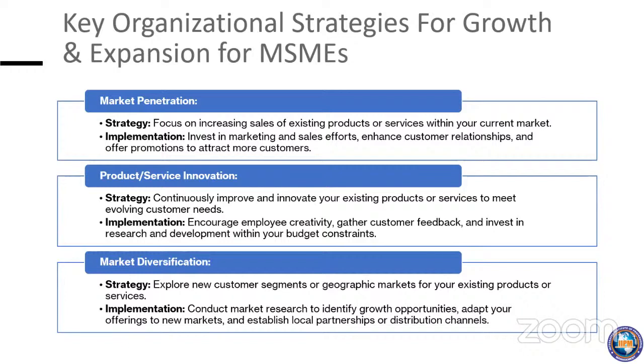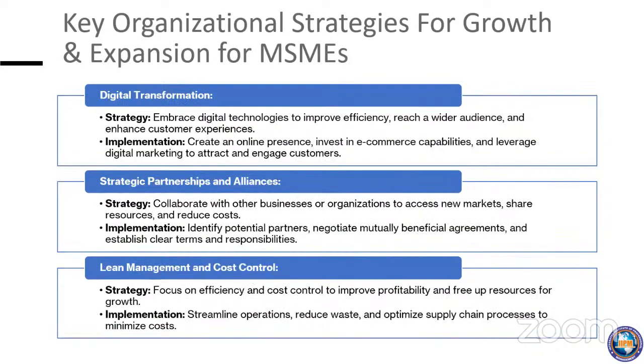There you have the market diversification. The strategy will focus on exploring new customer segments or geographic market for your existing products or services. The implementation will be on conducting market research to identify growth opportunities, adapt your offerings to new markets, and establish local partnership or distribution channels. They have the digital transformation, which strategy will focus on embracing digital technologies to improve efficiency, reach a wider audience, and enhance customer experiences. Then implementation will focus on creating an online presence, investing in e-commerce capabilities, and leveraging digital marketing to attract and engage customers.